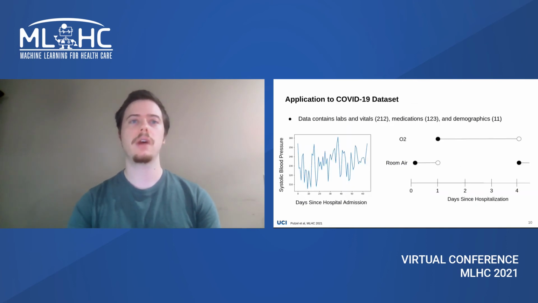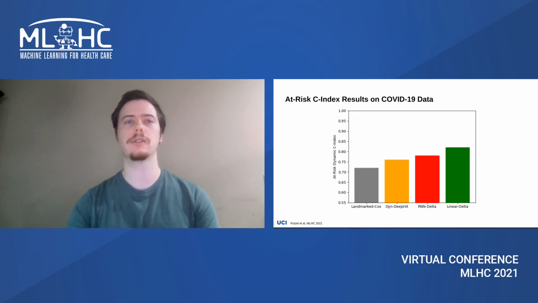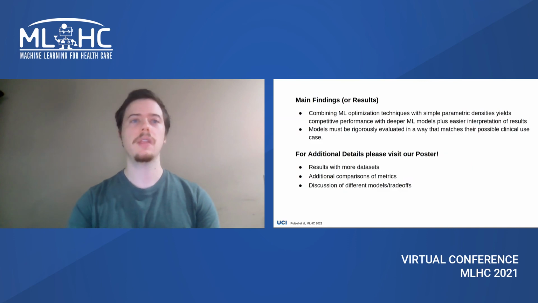We also apply our model to a COVID-19 dataset containing labs, vitals, and medication usages, with predicting time until severe COVID onset as the goal. For this application, as well as others, our model is competitive with more complex modeling architectures, such as dynamic DeepHit, on the at-risk C-index, and it also outperforms more classical survival methods, such as a landmarked Cox proportional hazards model.